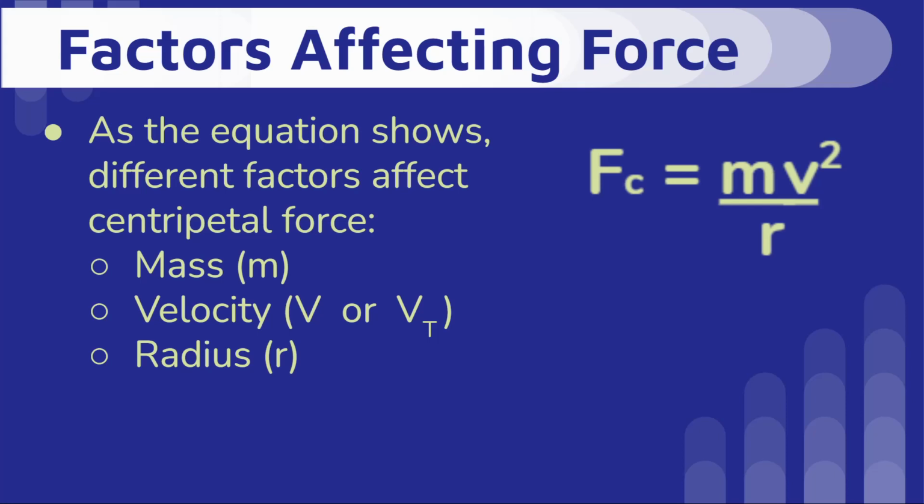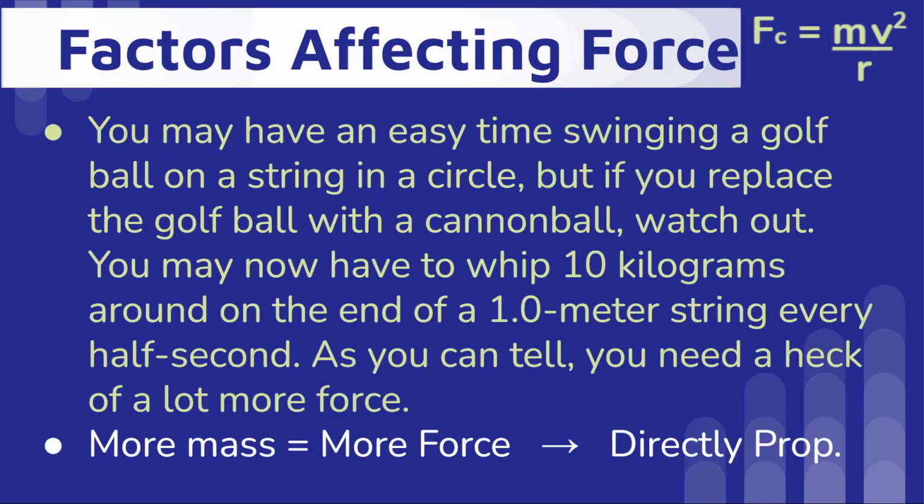And so that means that these different factors, mass, velocity, and radius, all have an effect on the amount of centripetal force that an object experiences or that an object requires to remain in uniform circular motion. Okay, so let's look at these different factors one at a time. Let's first talk about mass. And I have some examples up here to kind of get you a picture in your head.